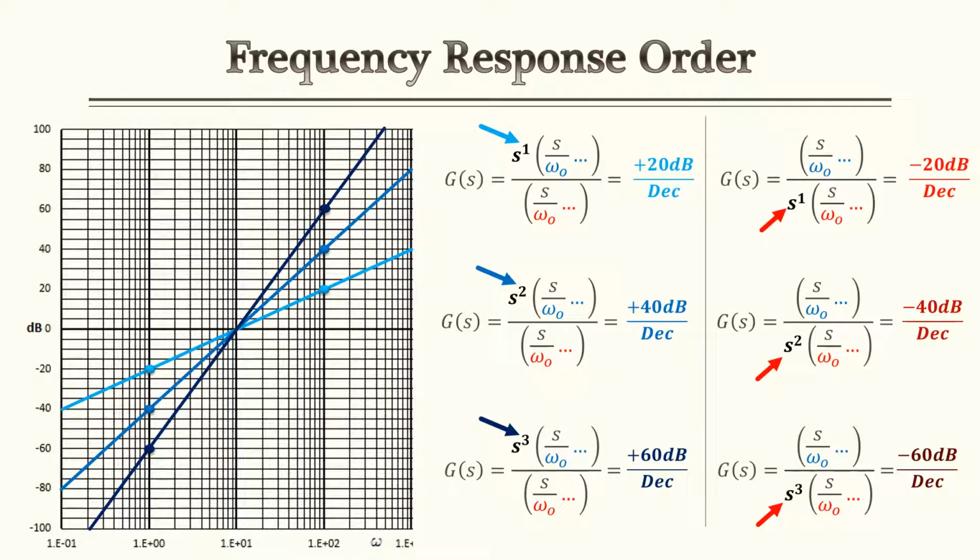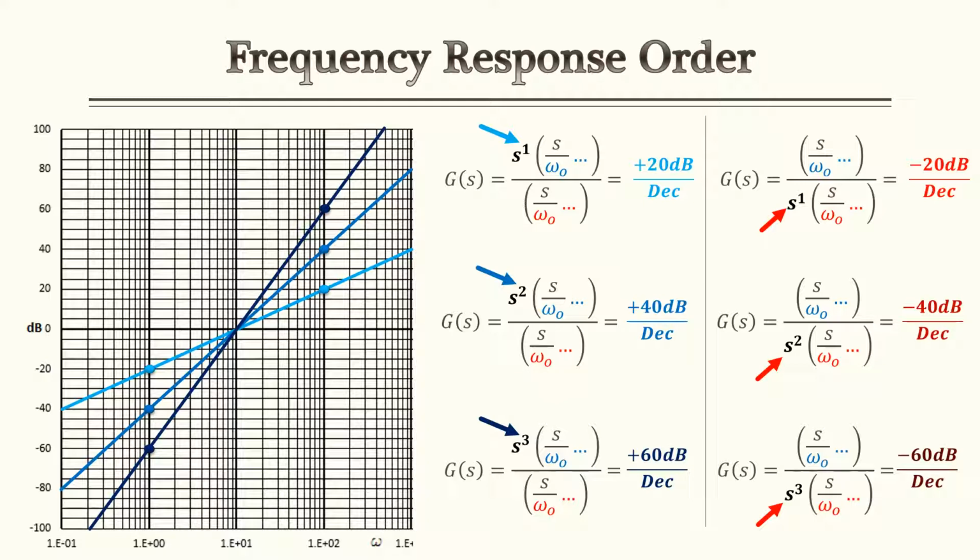Now, a very important parameter to understand when plotting out your zeros and poles is understanding the orders. Now I have 6 equations here, 3 with zeros and 3 with poles. The 3 with zeros are all in blue, and they all increase in order by 1. For example, I have a first order, second order, and third order equation. Every time I increased an order, I had to increase my slope by 20 decibels per decade.